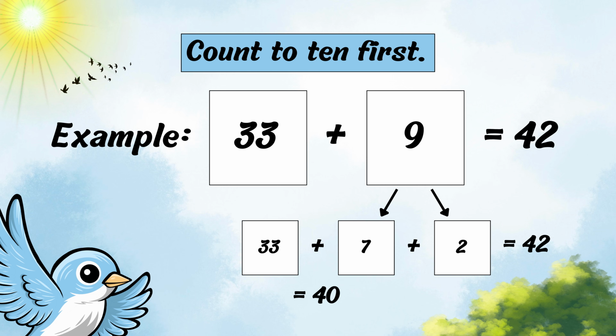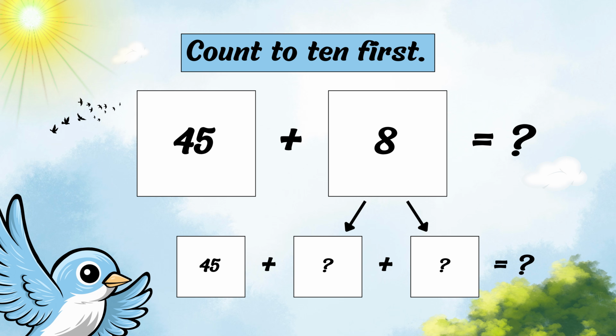Count to 10 first. Example problem: 33 plus 9 equals 42. Start by counting to 10. Break the number you are adding, 9, into smaller parts so you can make it 10. 33 plus 7 equals 40. Add the remaining part. 40 plus 2 equals 42.